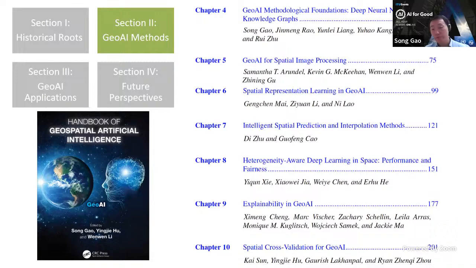We also have some novel methods about how to address spatial heterogeneity in deep learning models, and fairness, also explainability, as well as, last but not least, Dr. Yingjie Hu will later present how to evaluate GeoAI models not only with traditional cross-validation, but from spatial aspects.